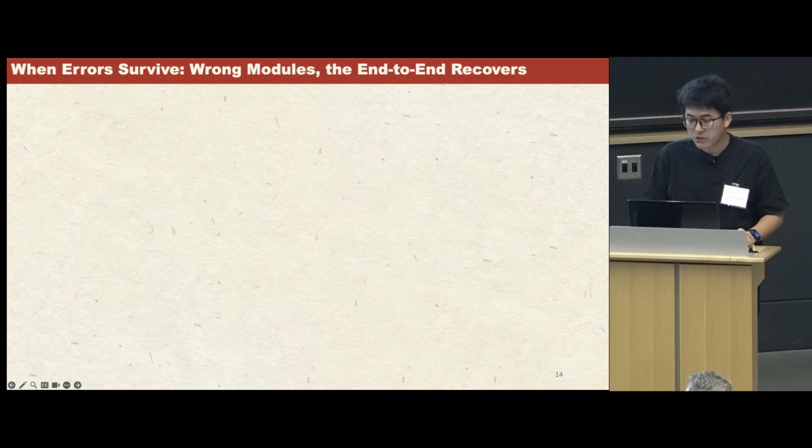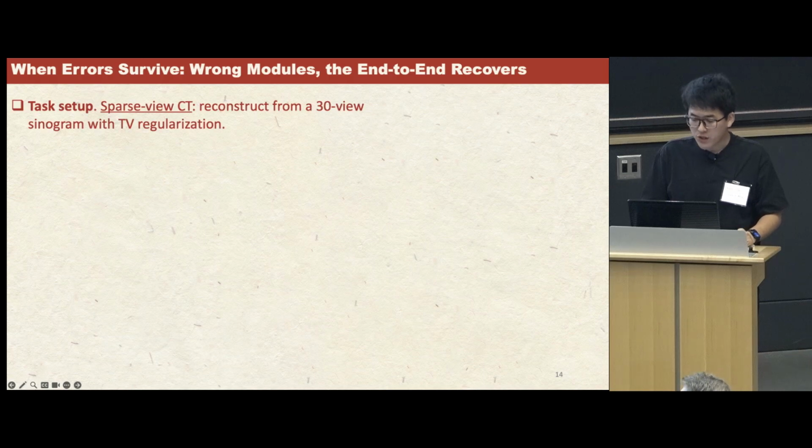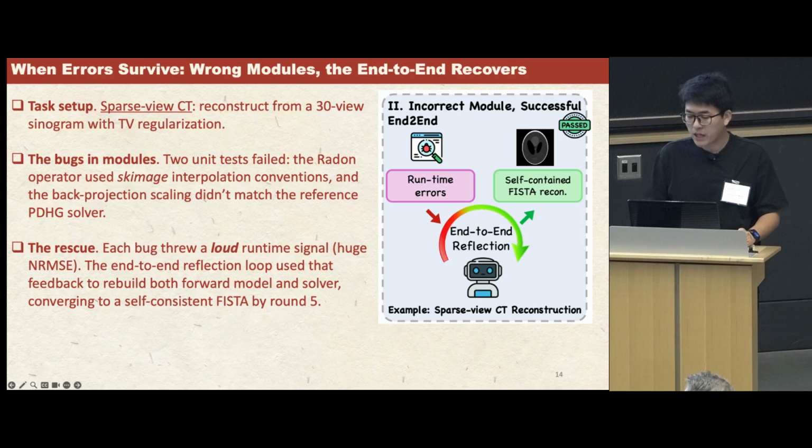And here comes the mirror image. In the sparse view CT task, we have 30 views with TV regularization. 2 unit tests failed: the Radon operator used the scikit-image interpolation convention, and the back projection scaling didn't match the reference solver. But end-to-end, it recovered.